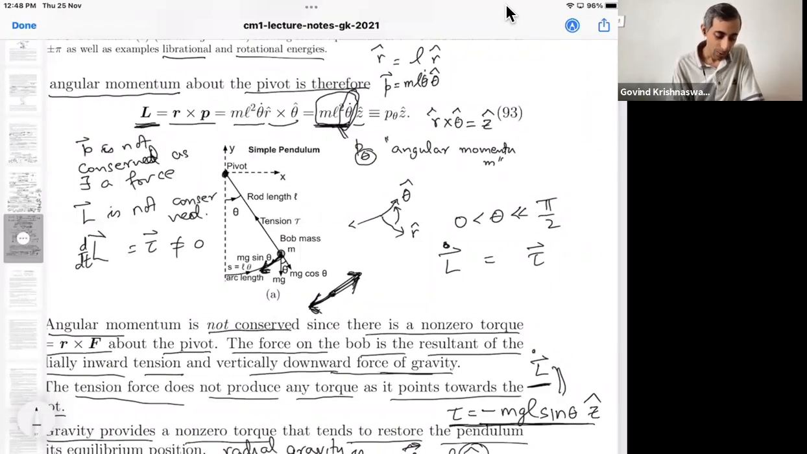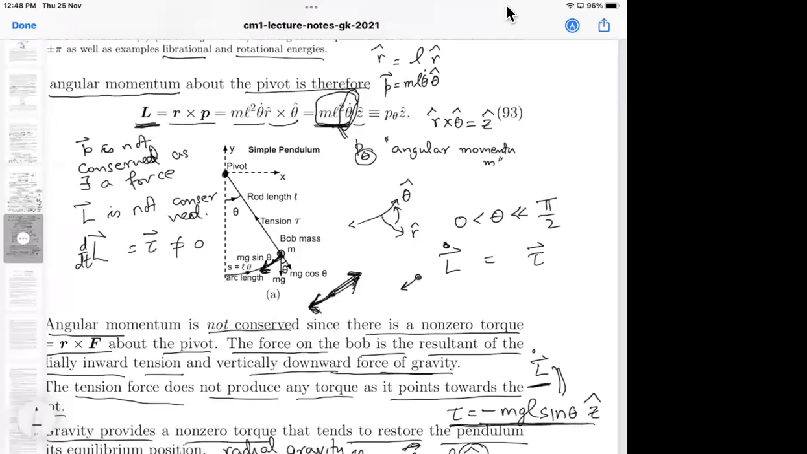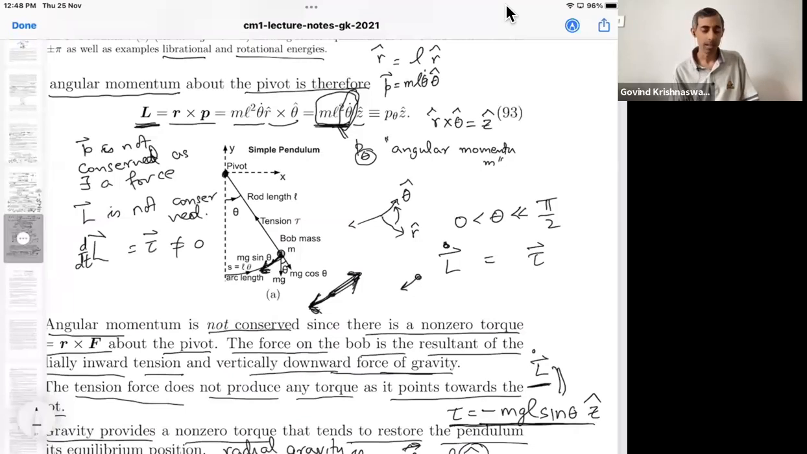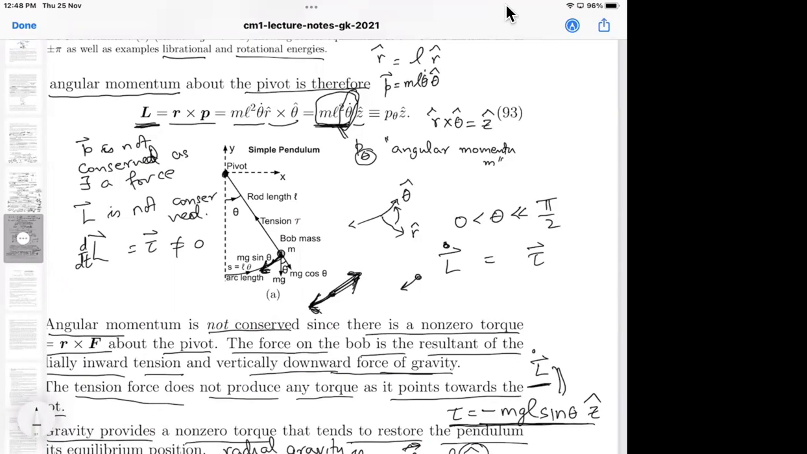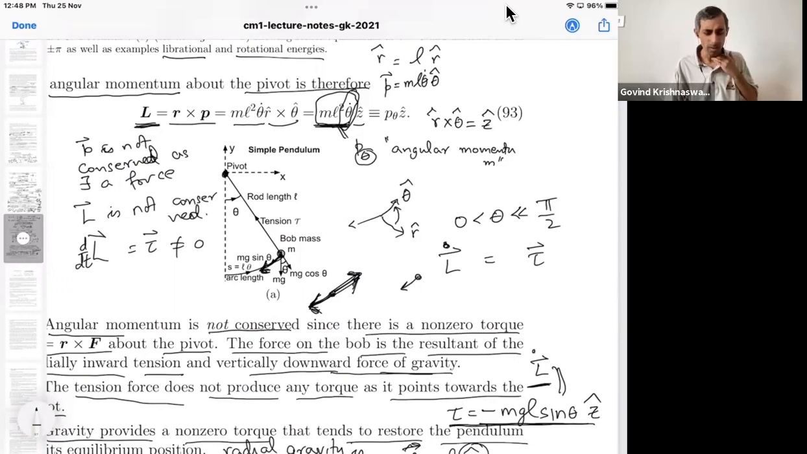So let's put it this way. Let's use our physical intuition. When the bob is moving downwards, is it speeding up or slowing down? It's speeding up, sir. So the magnitude of momentum is actually increasing. As a consequence, its angular momentum also should be increasing, at least in magnitude. So I think that is the intuition you had proposed. Is that right, sir? Yeah, that intuition is correct.